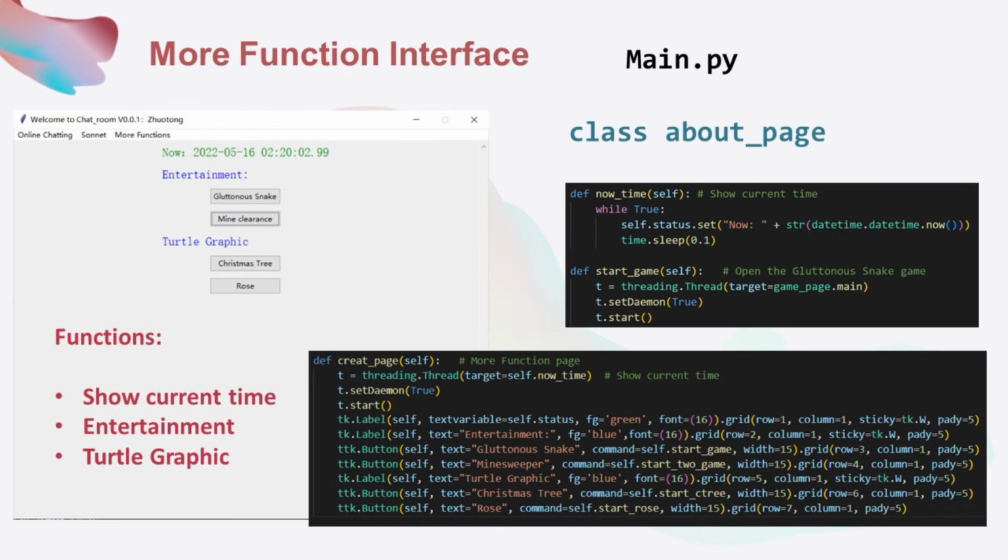Our function interface is the last interface that belongs to the class AboutPage. It contains three functions: showing time, entertainment, and turtle graphic. As for the showing time function, we import the package datetime and the function in it to get the accurate time for our system. To implement the games and the turtle graphic, we import the package threading and use threading thread to open multiple threads. The entertainment contains two online games, The Gluttonous Snake and Minesweeping.